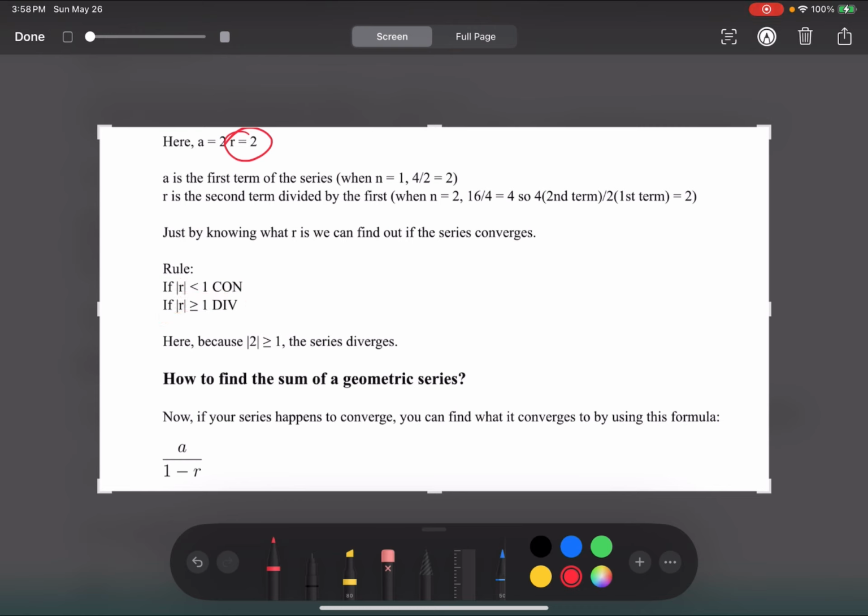That's for this problem. But what if our series did converge? Well, if our series converged, then we have a formula that tells us what it converges to, and that is where the A comes in. That's why we find A. So if you find that a geometric series converges, you go straight to finding what it converges to. If it diverges, then you're done. So let's go ahead and try out some examples in the next video.